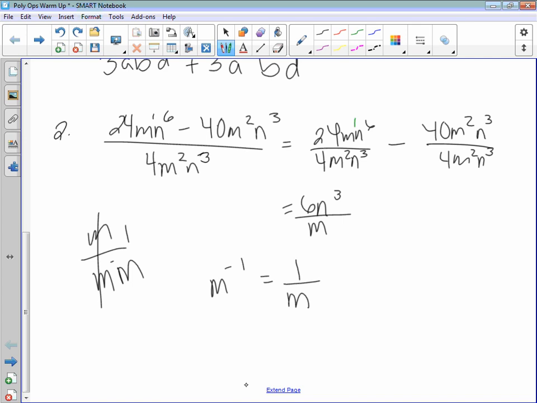It's not hard. Alright, so that's the first group. Second group, 40 over 4, 10. M squared over m squared. Anybody divided by himself is 1, right? The identity, good, I like the vocabulary. And n cubed divided by n cubed is still 1, so I don't need to write the 1, because 10 times 1 is still 10. That's the identity property. And so we're done.